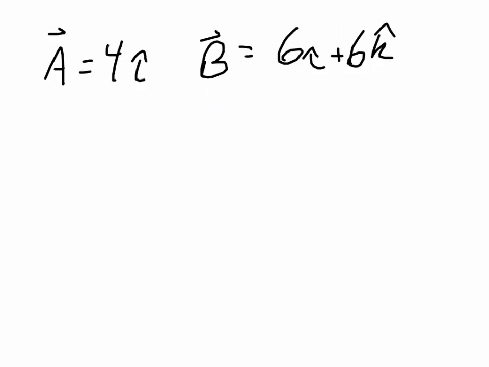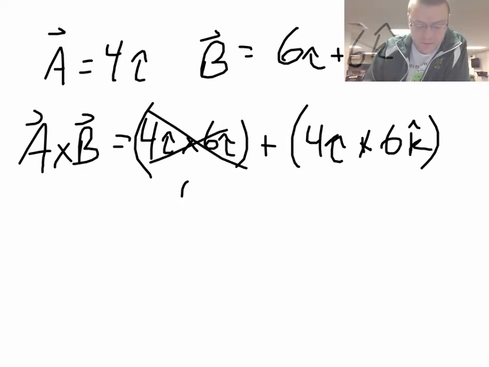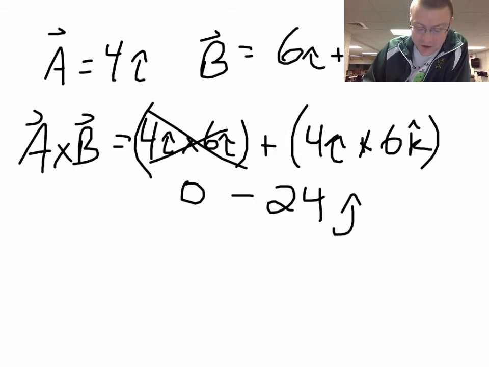Okay, so I switched it up just a little here. Vector A is still 4i, and vector B is now 6i and 6k. So I want to solve for my answer here. 6i and 4i, we know, cross to nothing. And 6 and 4 again give us 24. But now we have i cross k. i cross k actually gives us a negative j.